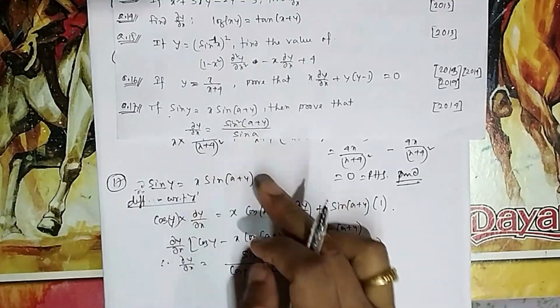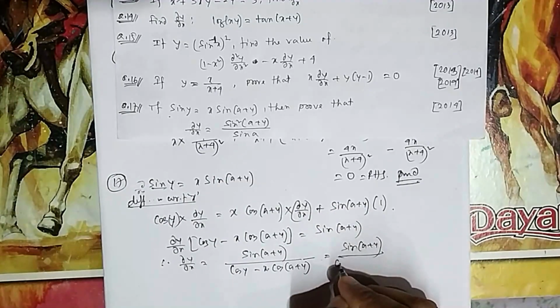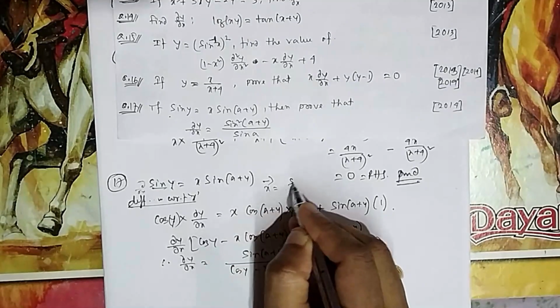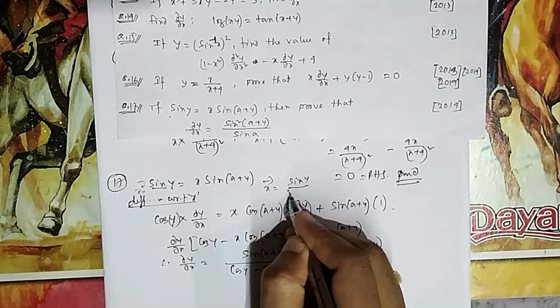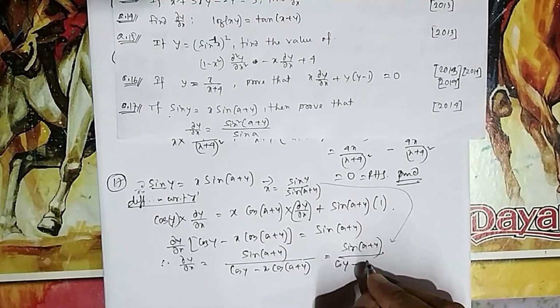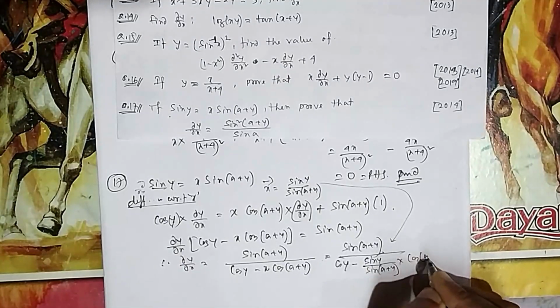But they are asking to prove this one, so I have to bring this one. To bring this one, you can see no x is there, so you eliminate this x. So from here if you calculate your x, what will be your x is equal to sin y divided by sin(a + y). So I will put this one here. It will be sin y divided by sin(a + y) into cos(a + y).